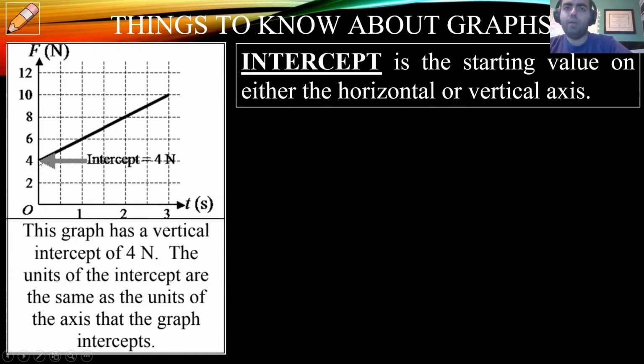The intercept has the same units as whatever is being plotted on that vertical axis. And if you were looking at an intercept with the horizontal axis, then same deal: the units would be based on the units of the horizontal axis.